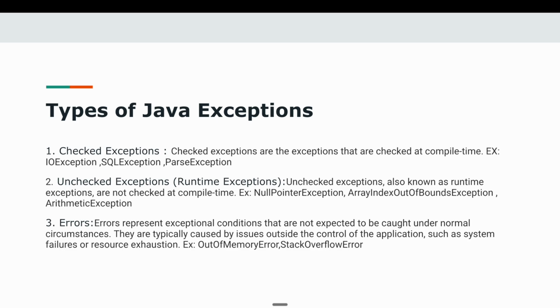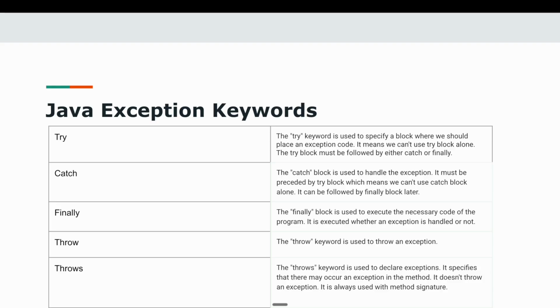Now let's move to the next topic. We'll see what the keywords are that we use in order to handle exceptions in Java. These are the keywords that are used. As you already know about try and catch, finally, throw and throws, these are the five keywords used for handling exceptions in Java.